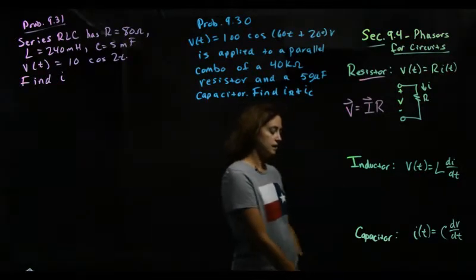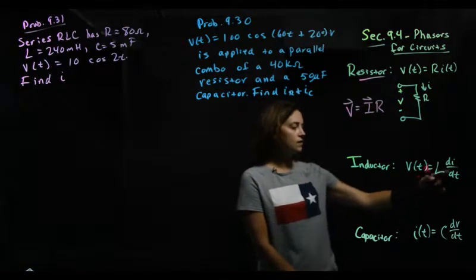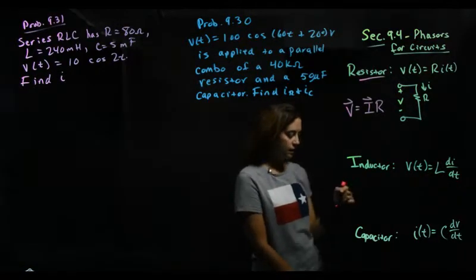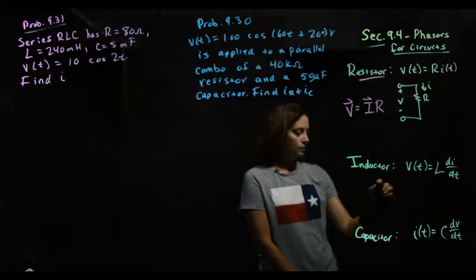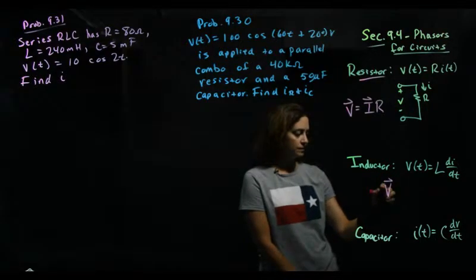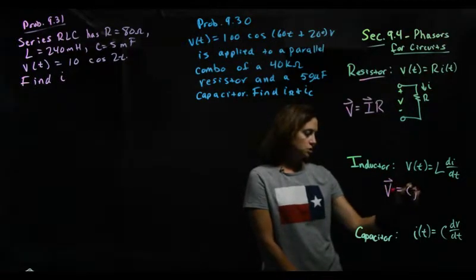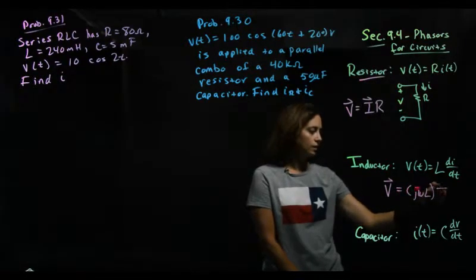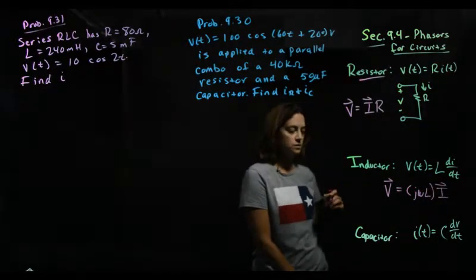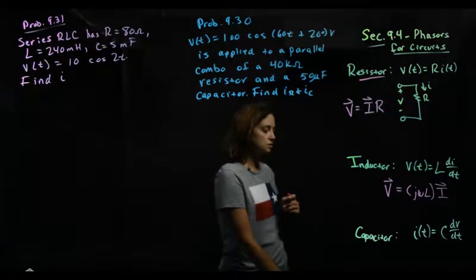Looking at our inductor, V equals L di/dt. Now in phasor notation, we get V equals jωL times I. Again, V and I are our phasors.